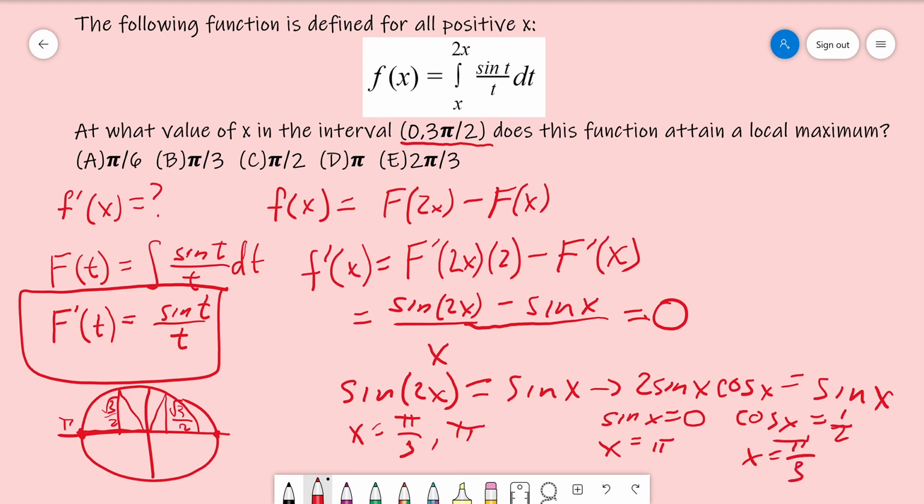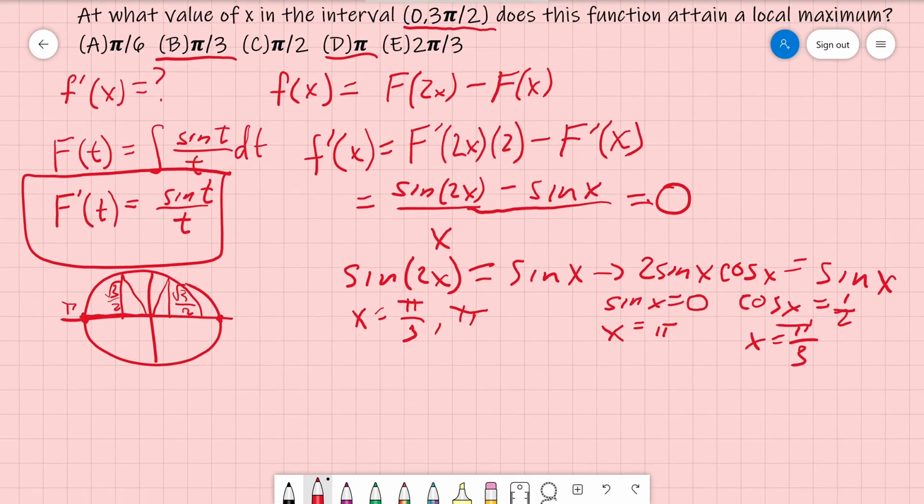Alright, so now each of these gives us either a local maximum or local minimum, and we have to check each one to see which it is. Is it a local max or a local min? Because we're interested in the local max. And both of these are possibilities. We've got pi over 3 and pi. Okay, well, let's scroll up a little bit.